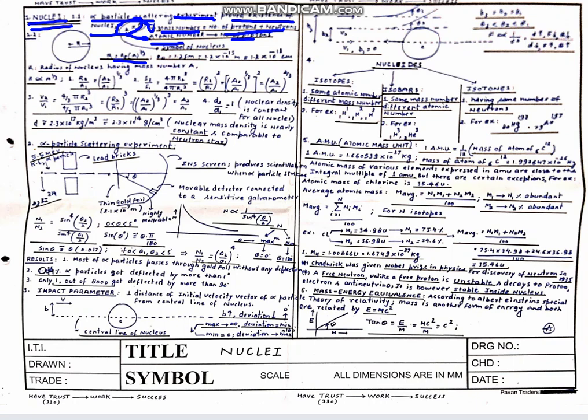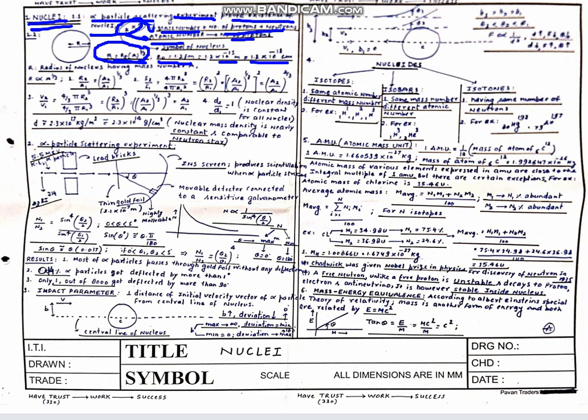Then there is a question based on the radius of the nuclei. So radius of nuclei is R naught, A raised to power 1 by 3, where R naught is 1.2 FM. FM means 10 raised to power minus 15 meter or 10 raised to power minus 13 centimeter.